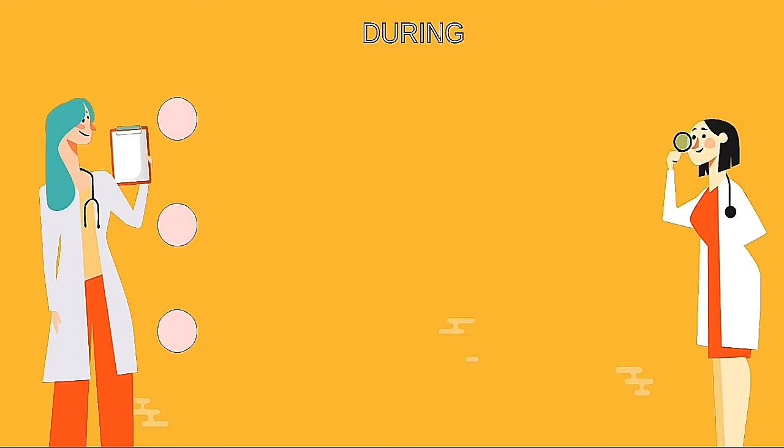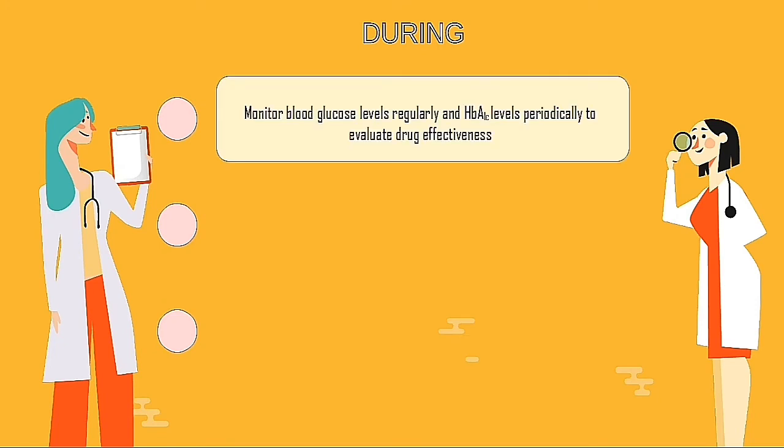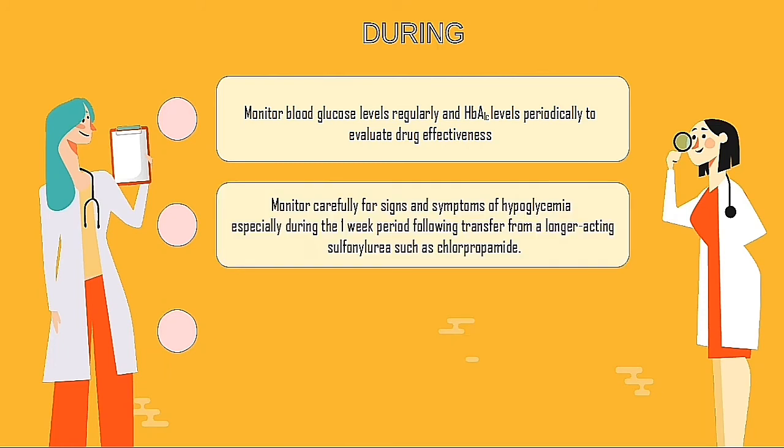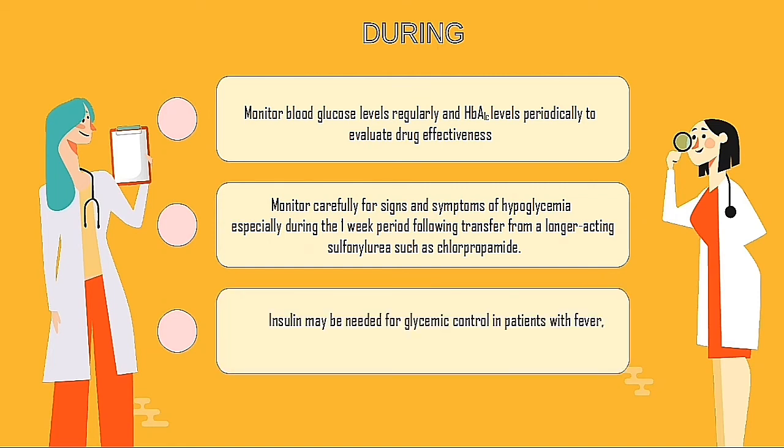During administration, you nurses should monitor your patient's blood glucose levels regularly and HbA1c levels periodically to evaluate my effectiveness. Monitor carefully for signs and symptoms of hypoglycemia, especially during the 1-week period following transfer from a longer-acting sulfonylurea such as chlorpropamide. And insulin may be needed for glycemic control in patients with fever, infection, trauma, or impending surgery.